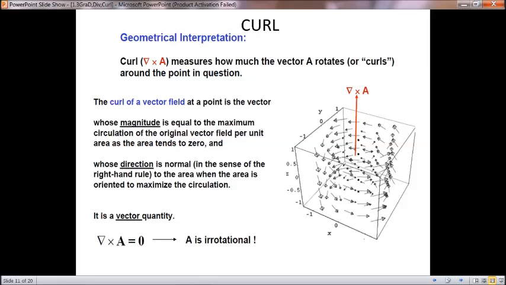Here, if del cross A is equal to 0, it means it is irrotational. If all the vector amplitudes are present, it means it is rotational. It has a curl function. If there is no magnitude in all three directions, no directional component and no amplitude in any direction, it is irrotational. So the curl has both magnitude and direction components. Magnitude is the maximum circulation of the original vector field per unit area, and direction is taken in the normal direction, that is orthogonal.